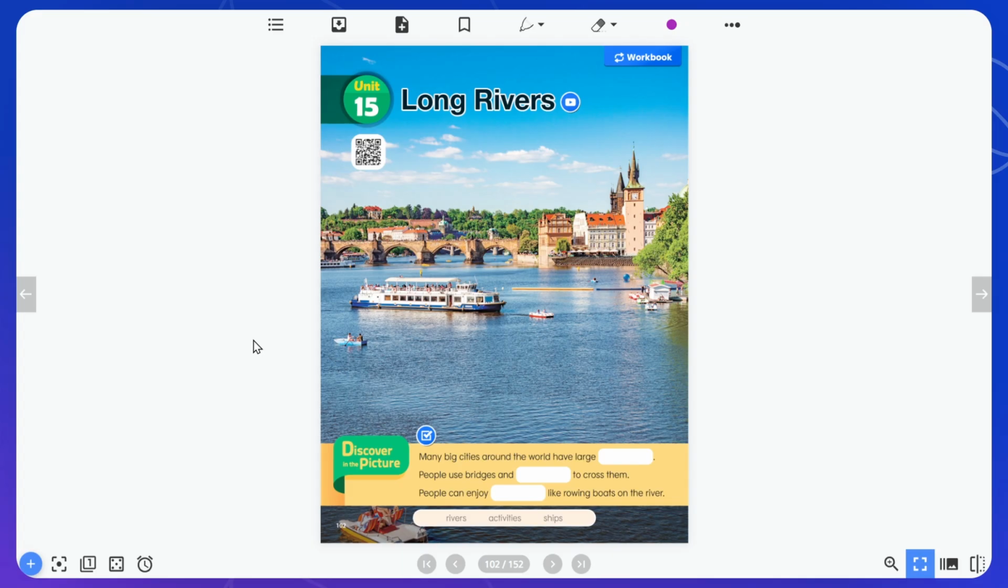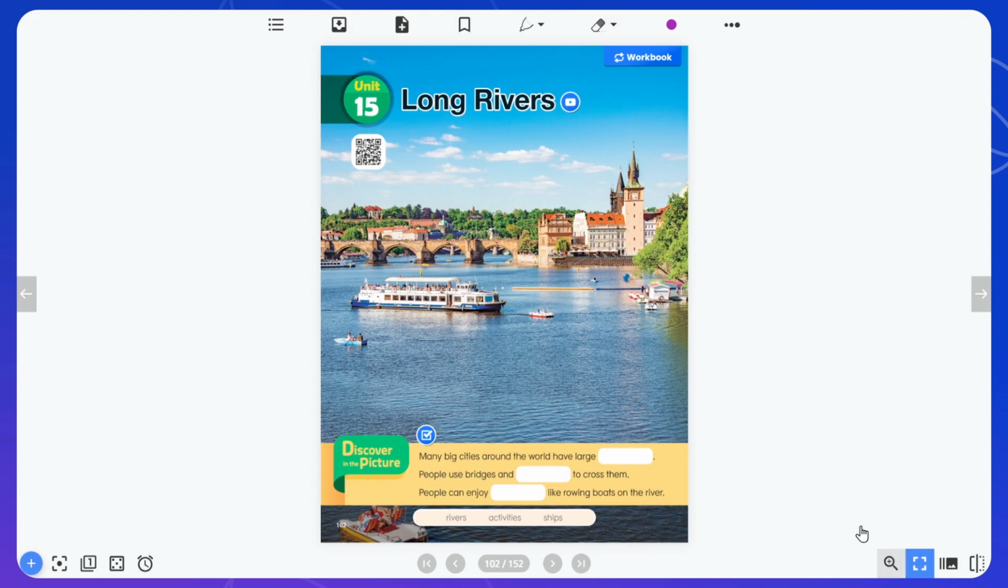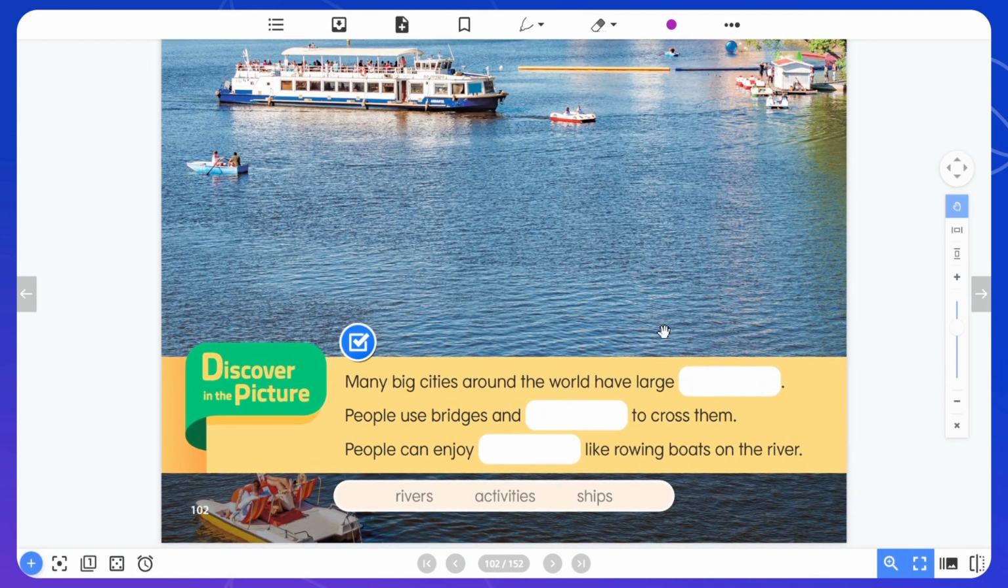So, now what we are going to do is we're going to answer a couple of questions. So you can see at the bottom of the page, we have some important questions here to discuss. So let's take a look at these sentences. Let's read them together with our reading fingers. So please put your finger on the first word and let's read together. Many big cities around the world have large blank.